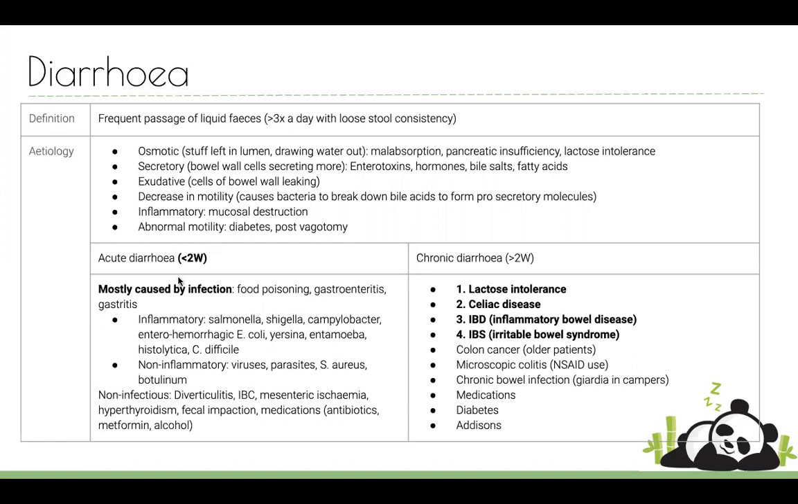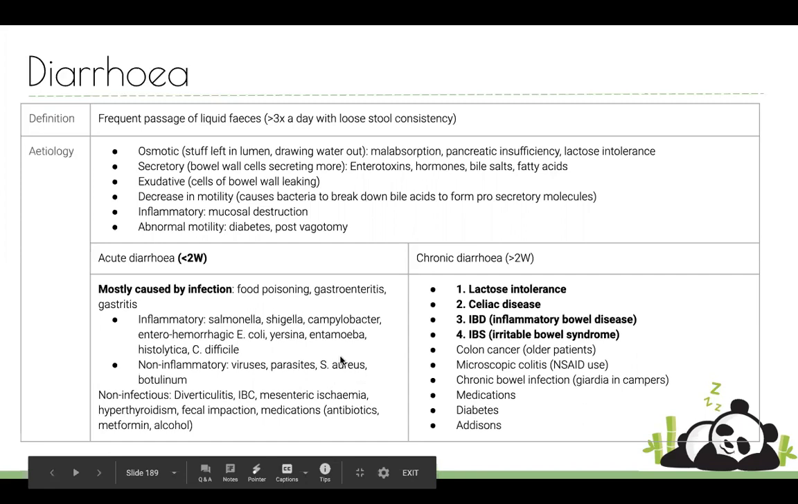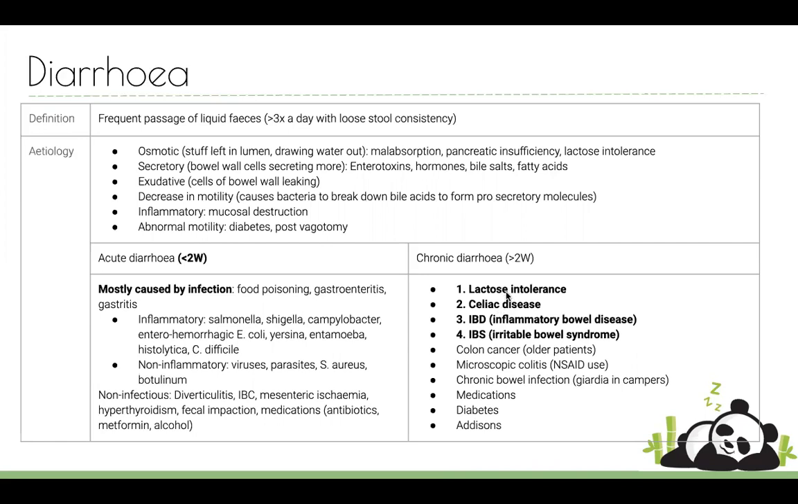Acute is defined usually as within 2 weeks, and chronic over 2 weeks. When it's acute, it's usually infection by all of the agents Gavin mentioned prior, while chronic is usually due to these big 4: lactose intolerance, celiac disease, inflammatory bowel disease, and irritable bowel syndrome. So remember, it's IBD and IBS. Inflammatory bowel disease, I usually think, is a bit more serious, it's a disease, rather than irritable, which doesn't seem as serious, which is a syndrome.